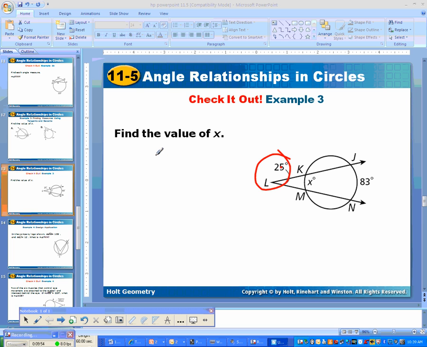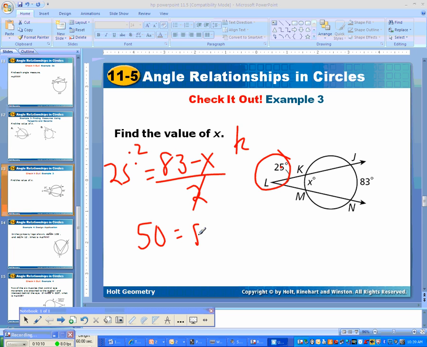So remember, all you have to do is take the arcs and subtract them. And 83 degrees is going to be bigger, and that'll equal what the angle is. Same thing that we did last time. The opposite of dividing by 2 is multiplying by 2. So we multiply both sides by 2, and we get 50 equals 83 minus x. And then if you subtract 83, we'll get negative x equals negative, what, 27? So x equals positive 27.